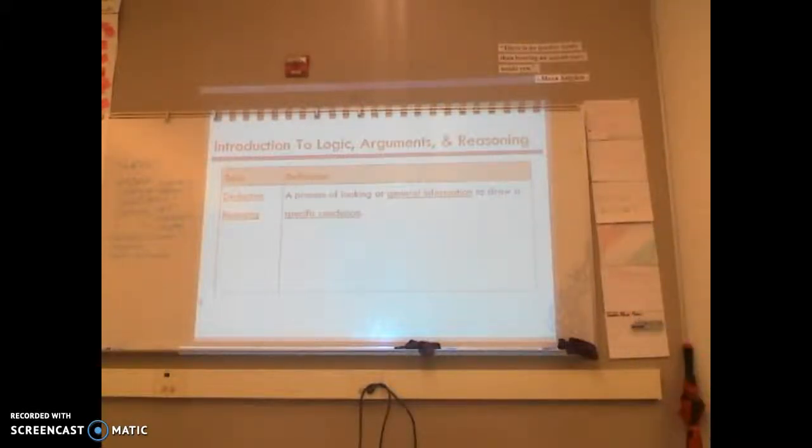Okay, next type of reasoning is deductive reasoning. So that is the process of looking at general information to draw a specific conclusion. Do you see how this is kind of the opposite of inductive? Inductive, you go from specific to general. Deductive, you go from general to specific. Okay, it's reversed.